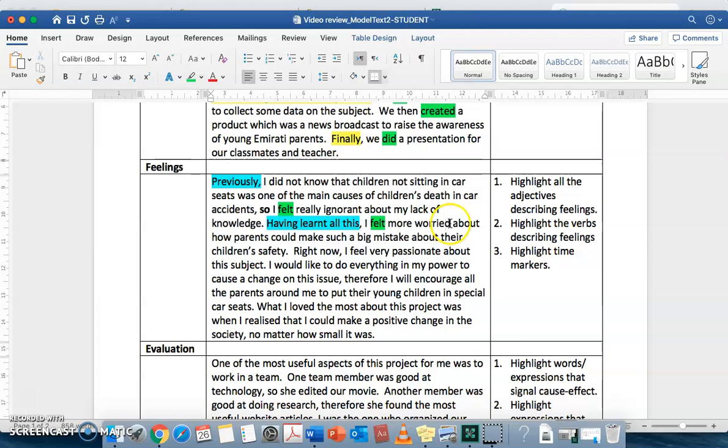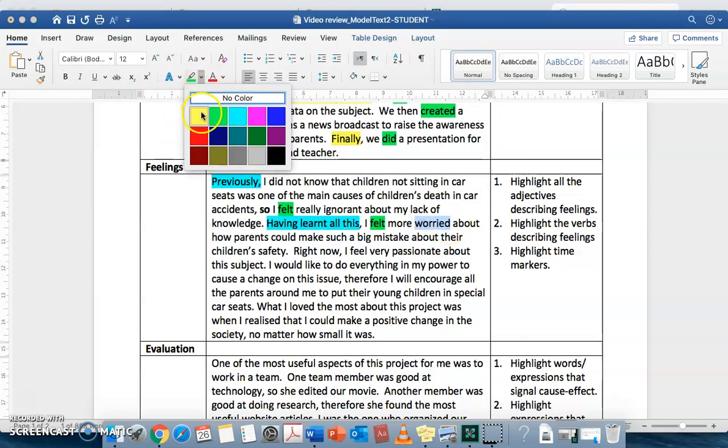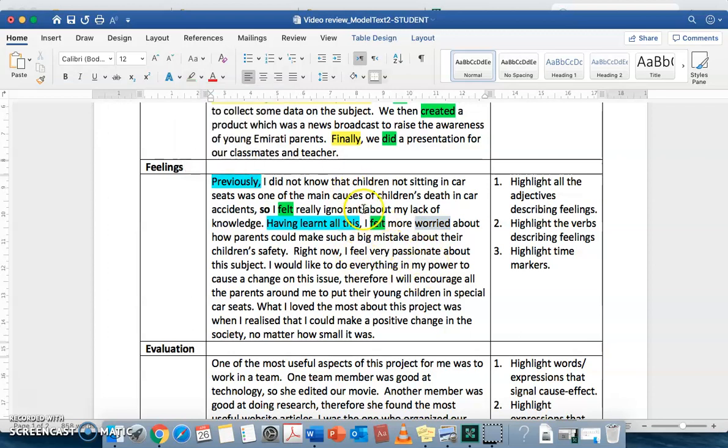How did they feel? Worried. Worried is our adjective that describes how we felt. I missed the one before that in the previous sentence. I felt ignorant. Ignorant means that you feel like you do not know anything about the subject. You do not have any knowledge about the subject. Let's have a look at the next sentence.